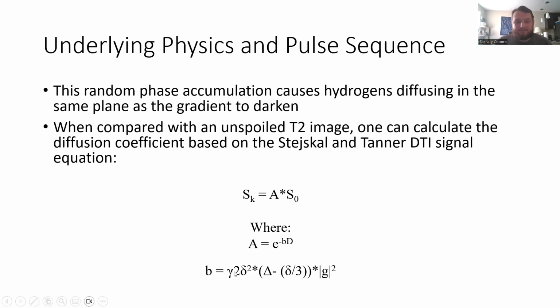So the gamma, the gyromagnetic ratio squared, the duration of that pulse squared, like we talked about earlier, the delta, the time between the pulses, minus some factor of the duration over 3, and then times the magnitude of that gradient, G squared. This is how you accumulate this diffusion constant, and this is used to tune what diffusivities you're looking for in your DTI image.